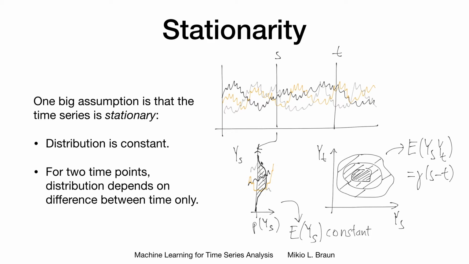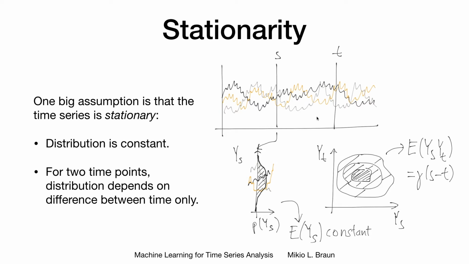You look at the distribution of values at a certain time point, okay, and this gives you this p of y of s. Then this is the same no matter what the time point is, right? So if I would do this measurement over and over again today and would do it over and over again in a year, then I would expect that I get exactly the same distribution of values. So this is one part.